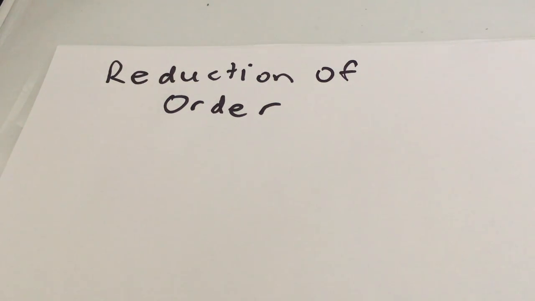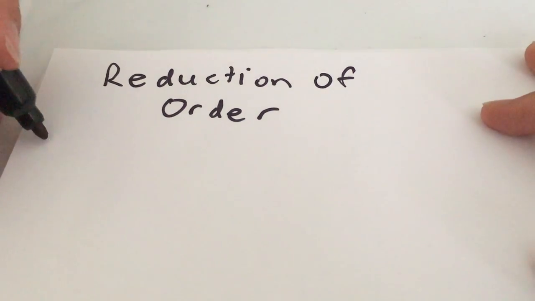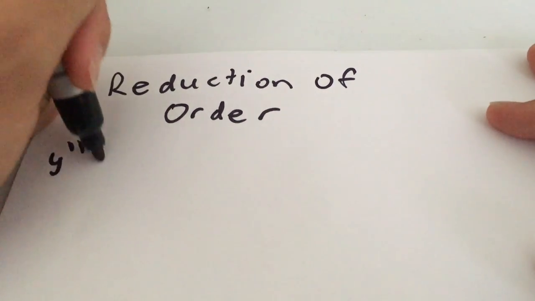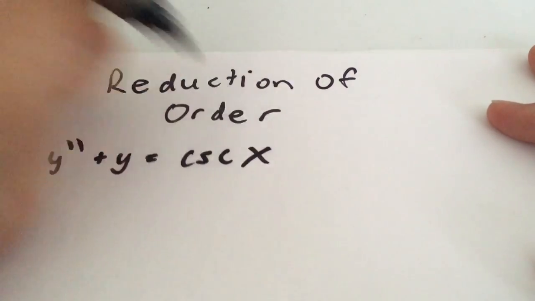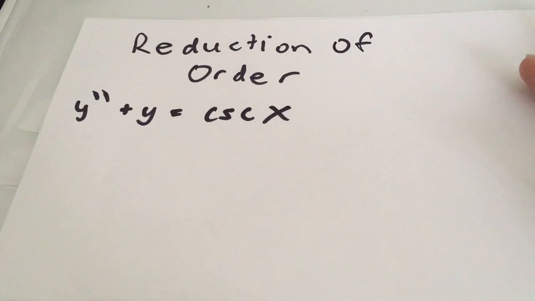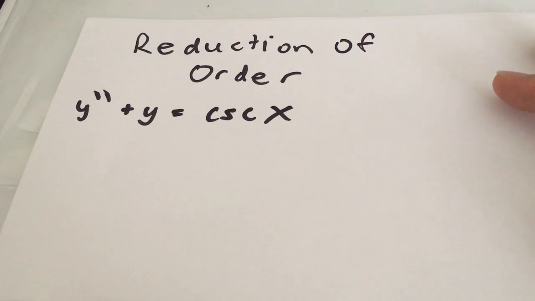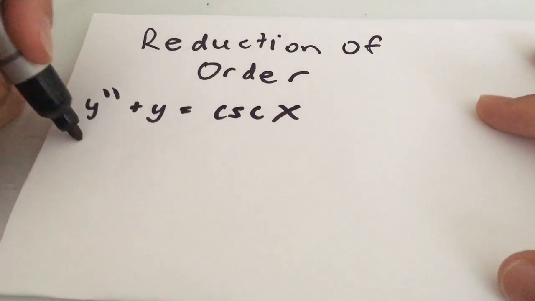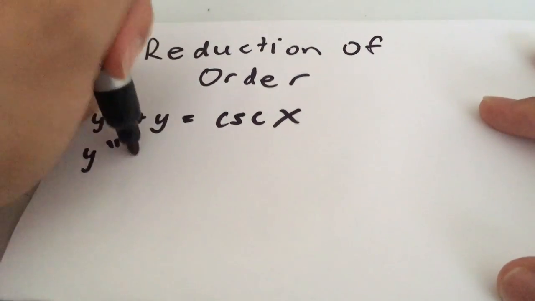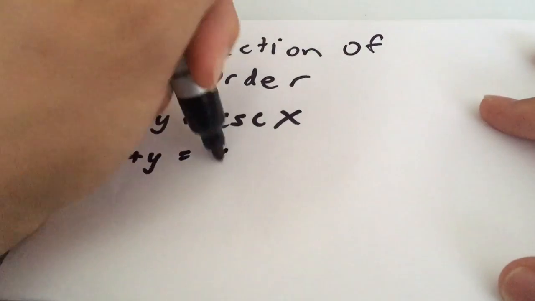Hello. So today we are going to solve a higher order linear differential equation using the reduction of order technique. Now, for our equation, it is y double prime plus y equals cosecant of x. Now, the first thing we could do is solve this equation as a homogeneous version. And we could say y double prime plus y equals 0.